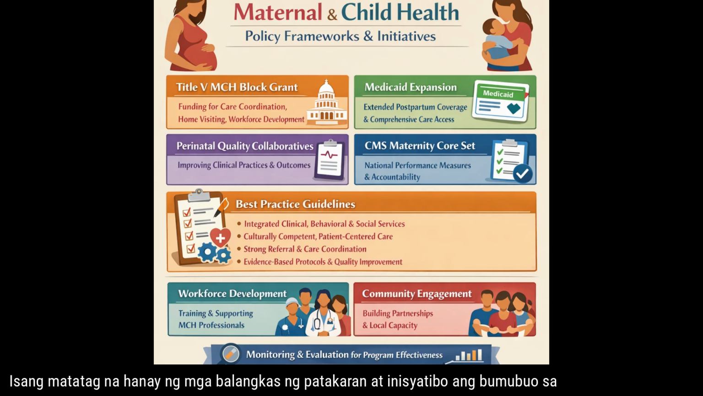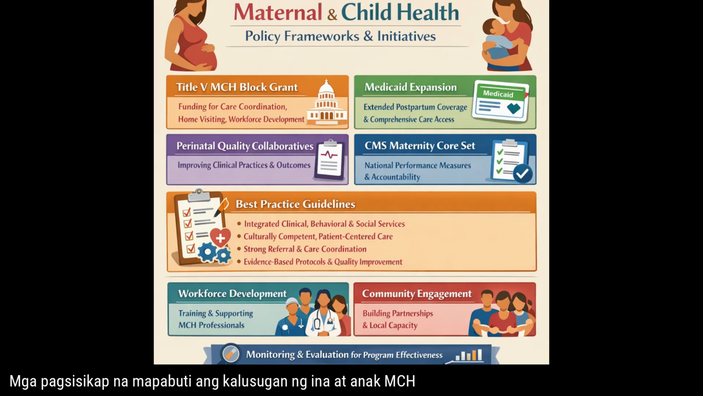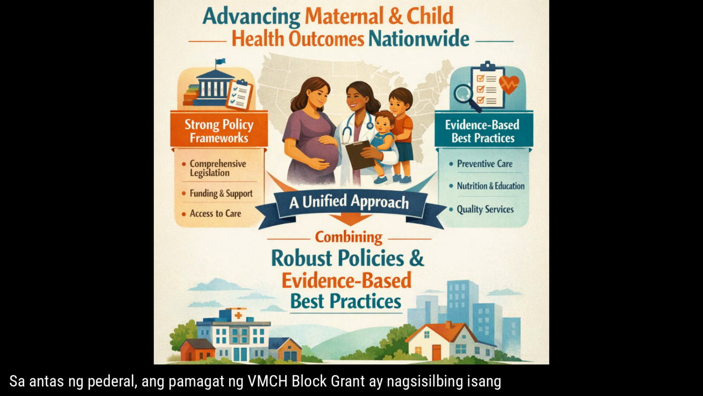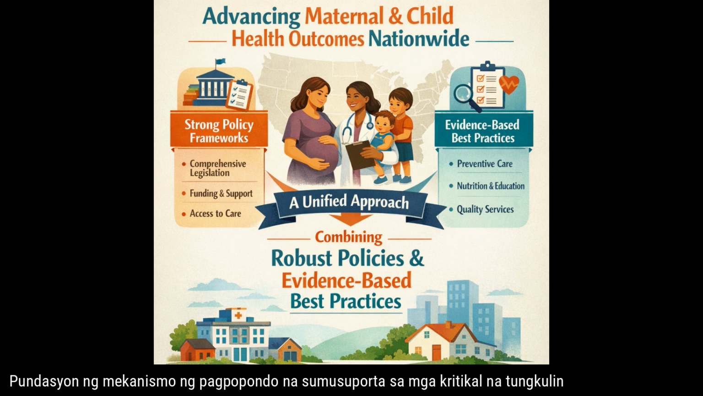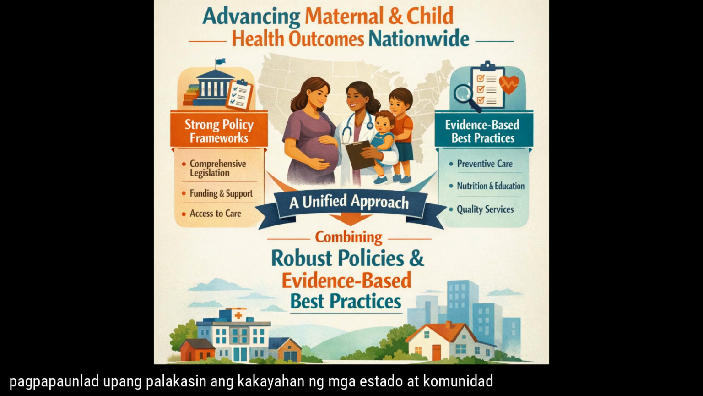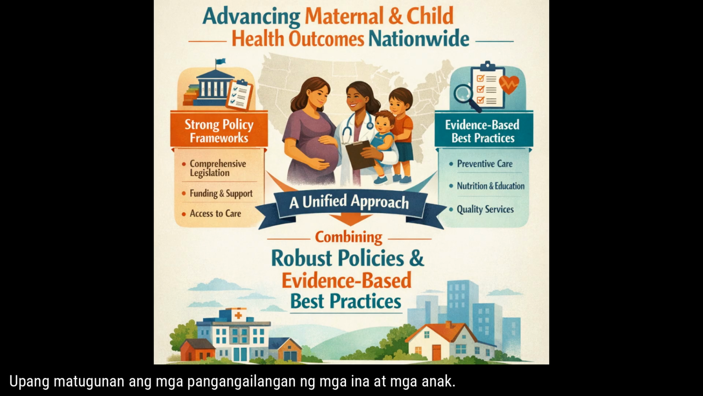A robust set of policy frameworks and initiatives forms the backbone of efforts to improve maternal and child health (MCH) outcomes across the United States. At the federal level, the Title V MCH block grant serves as a foundational funding mechanism, supporting critical functions such as care coordination, home visiting programs, and workforce development to strengthen the capacity of states and communities to meet the needs of mothers and children.